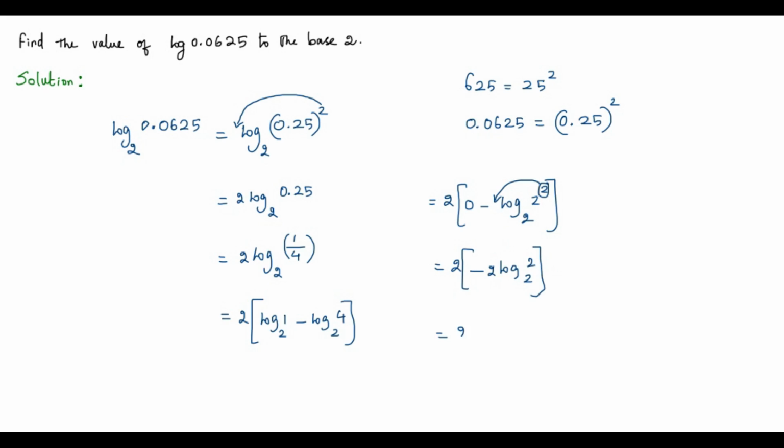So it's going to be 2 times negative 2 times 1. So this is equal to 2 times negative 2, which is equal to negative 4. So the value of log 0.0625 to the base 2 is negative 4.